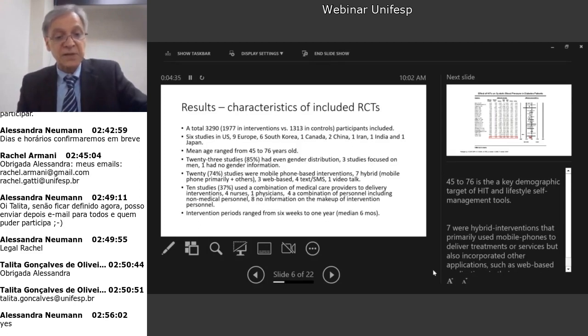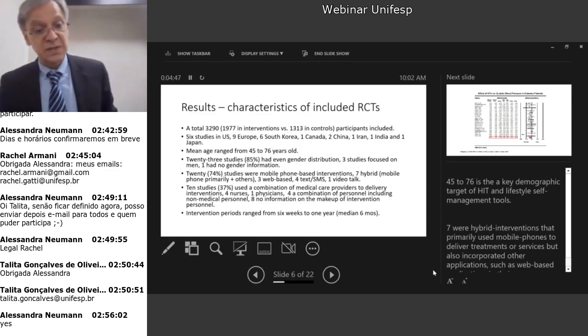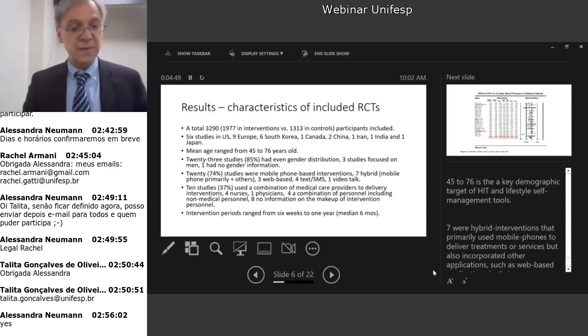23 studies had even gender distribution. That means a very common number of men and women, both sides equally. 3 studies focused on men and 1 had no gender information, which is crazy because it does affect the outcome, but we decided to include it because all the other stuff was there. 20 studies were mobile phone-based interventions, 7 were hybrid.